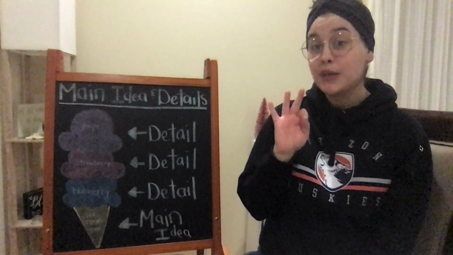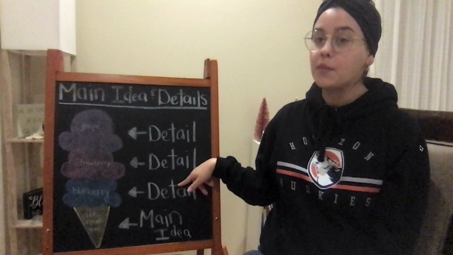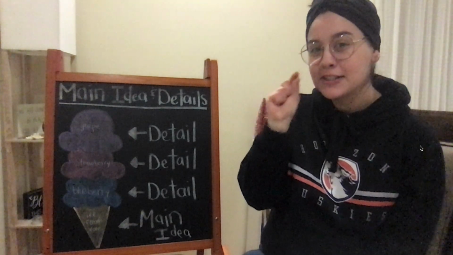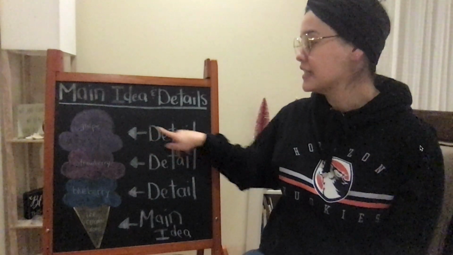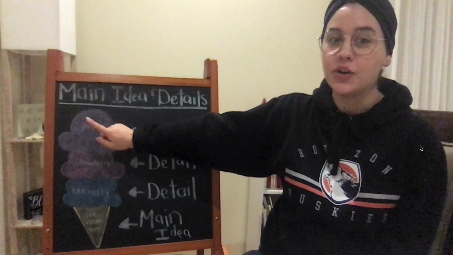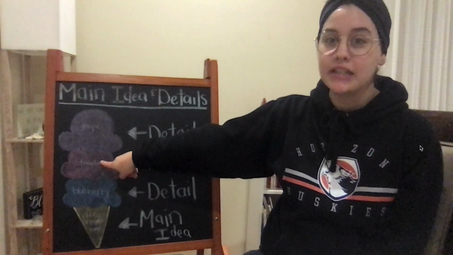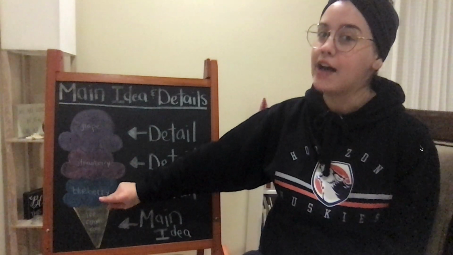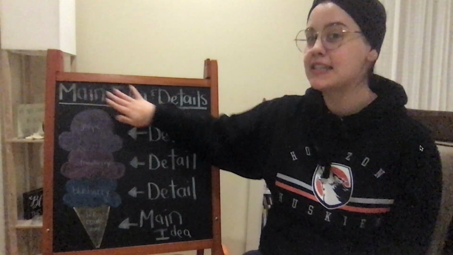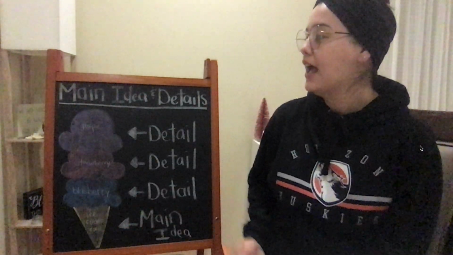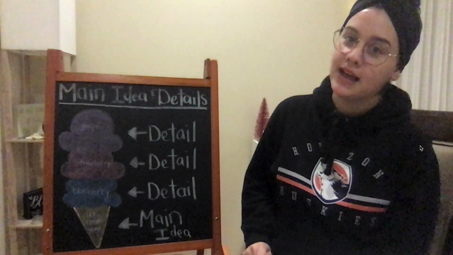But let's look at 3 details. I see 3 details in my ice cream cone. Remember, the details are the little tiny specific things that are happening. So for example, one detail is that I have a grape ice cream scoop. Another detail is that I have a strawberry scoop. And another detail is that I have a blueberry scoop. So the main idea, the big picture, is that this is an ice cream cone. And the little details are that I have blueberry, strawberry, and grape ice cream.